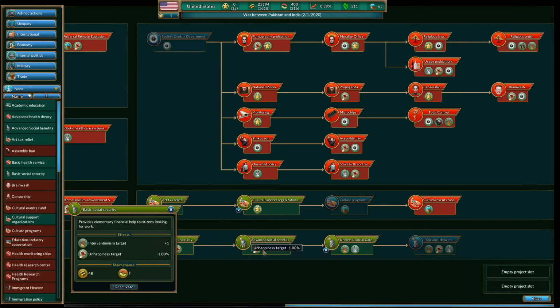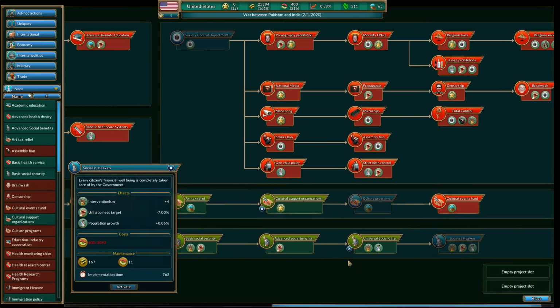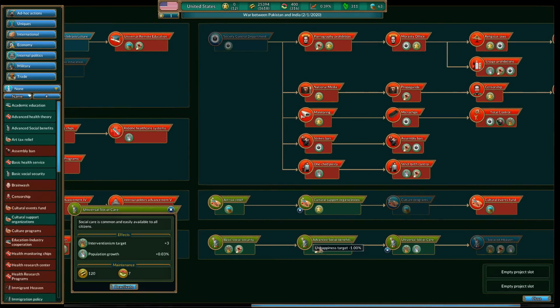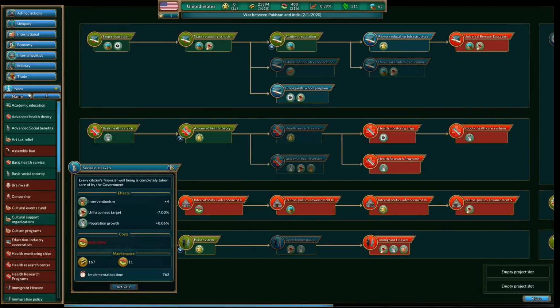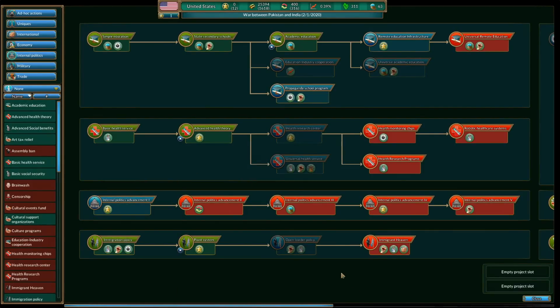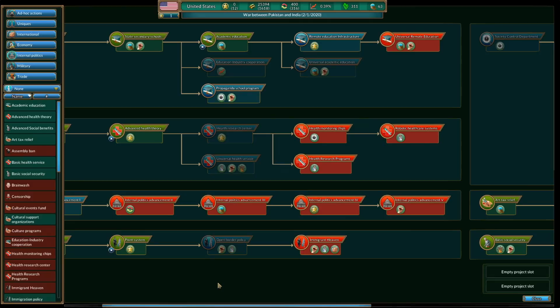Social policies, from social security all the way to socialist heaven, can be found here, making your population happy, increasing the growth, but also increasing things like interventionism. If you want a free market, you don't want to be going down the socialism path. Not every research is good to do. You don't always want all of them. They may not work with your playstyle. They may not work with your country.